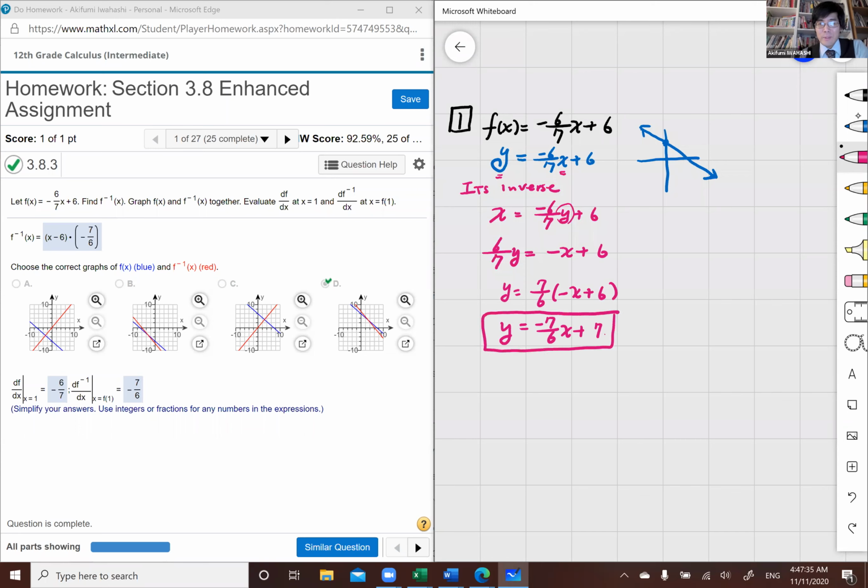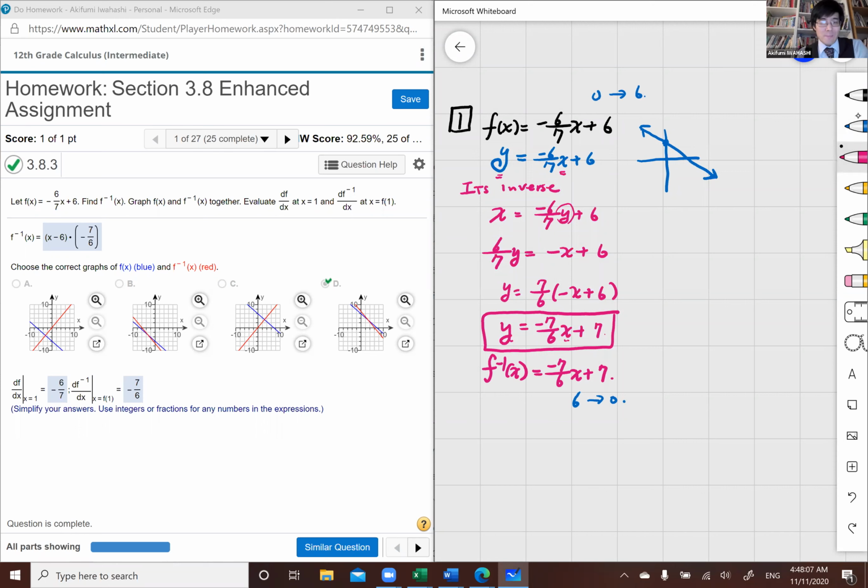So this is the inverse function. This is the input of the inverse function, and this is the output of the inverse function. So we can rewrite it as the output of the inverse function is negative 7 over 6 x plus 7. Just for a quick check, for the original function, when the input is 0, the output is 6. For this one, if the input is 6, the output is 0. One point is not sufficient to check, but for this question, it's good enough.